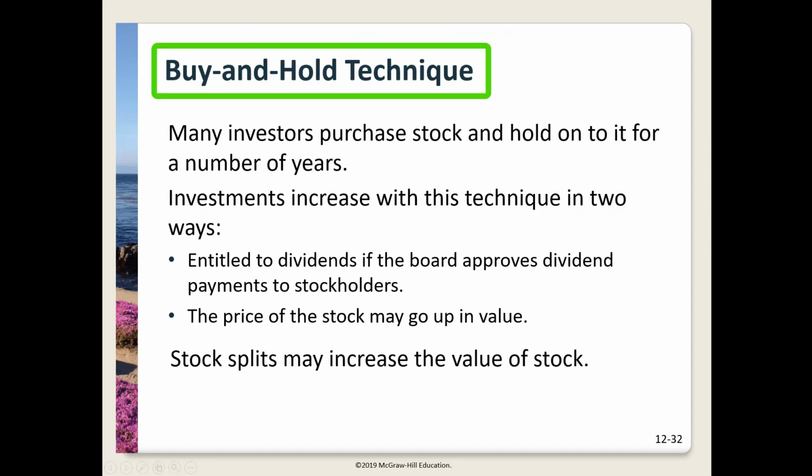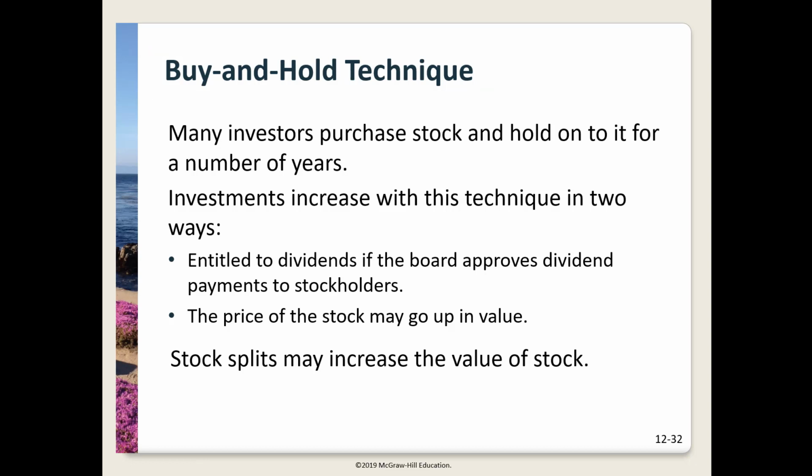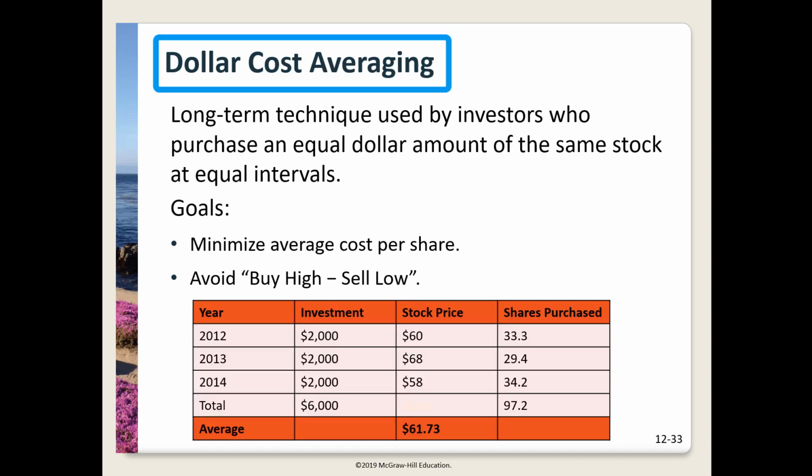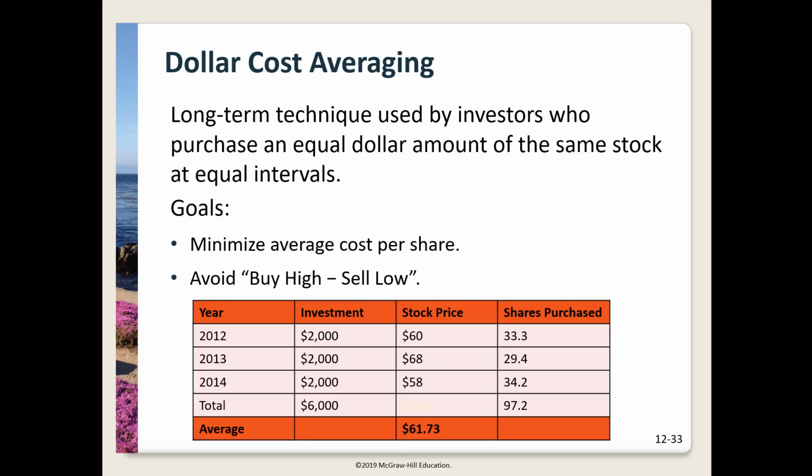Buy and hold is the most basic investment strategy. Choose strong stocks and leave them to grow in price while you reap the dividends. Dollar cost averaging is a long-term technique used to invest in the same stock over a number of years. In the example on the slide, the investor makes a $2,000 investment each year at whatever the market price is. Over time, the normal market moves. This minimizes your cost per share.